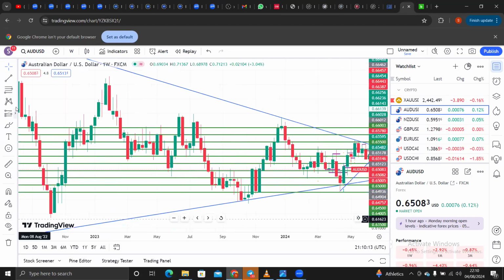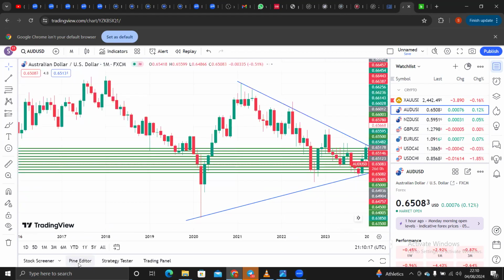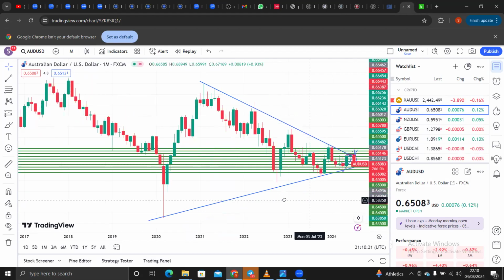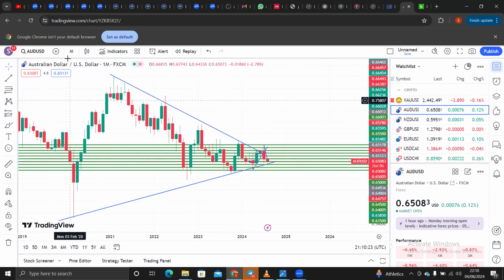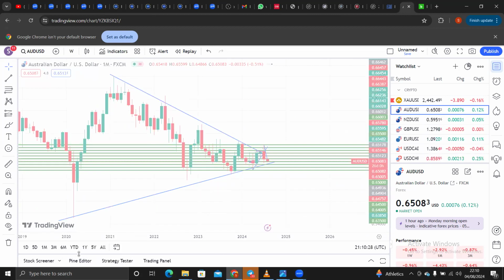Let me go to monthly. It's coming from, I think, 2000. Let's go to monthly. Can you see? From March 2000. Okay, good. And I think that's expected already. So let me understand this thing also.